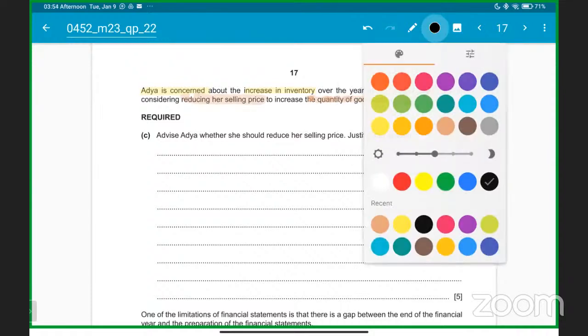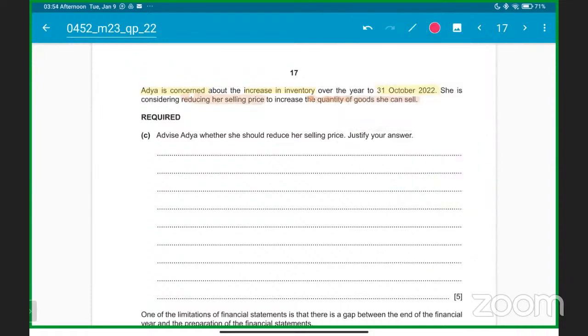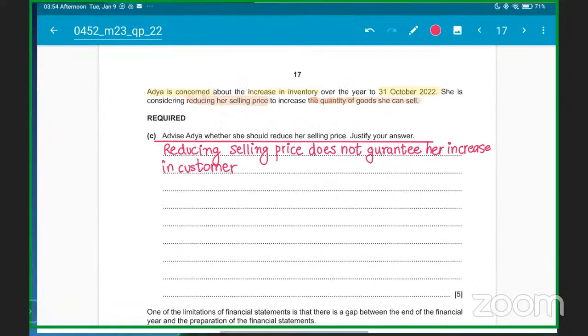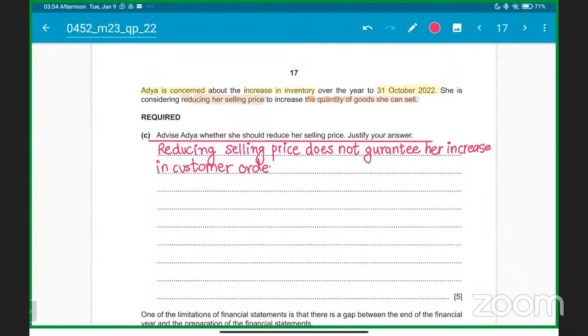We have talked about this question previously as well. It's again the same type of theory and analysis, that whether you would advise to reduce her the selling price or not. So you can say that reducing selling price does not guarantee her the customers, right? Reducing selling price does not guarantee her increase in the quantity of goods, does not guarantee her increase in customers' orders. Getting it, guys? Are you guys with me following?